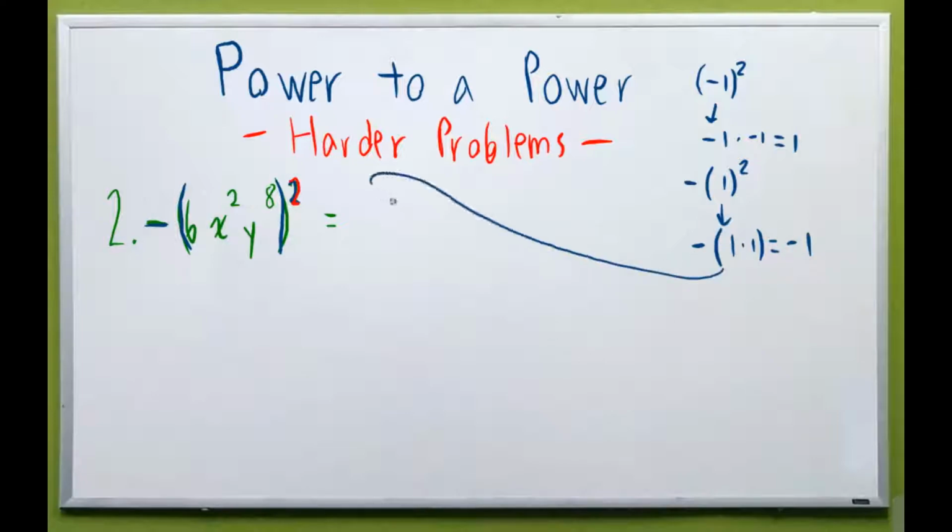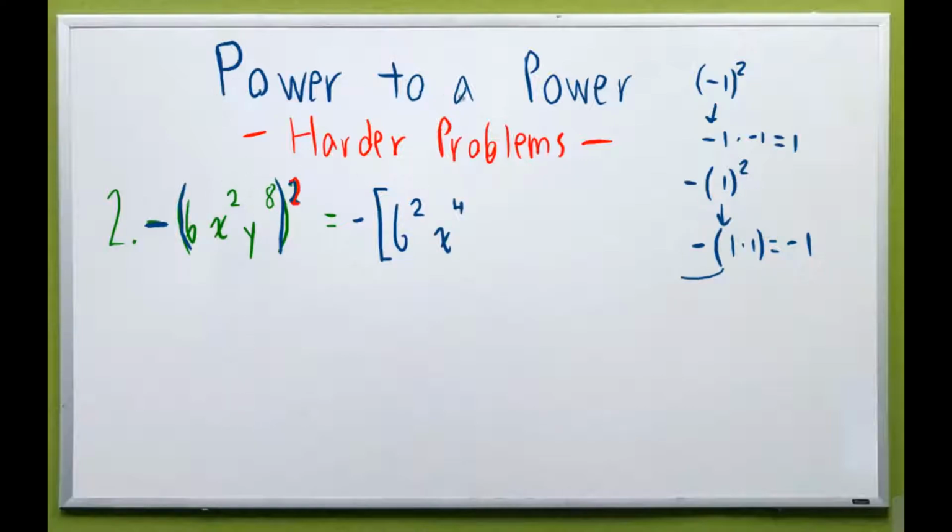So going back here, the first thing we have to do is handle our exponent. Remember the order of operation, parentheses, exponents, then multiplication. This is multiplication with this negative sign. So we're going to have our negative on the outside. 6 squared x to the 4th, because 2 times 2 is 4.